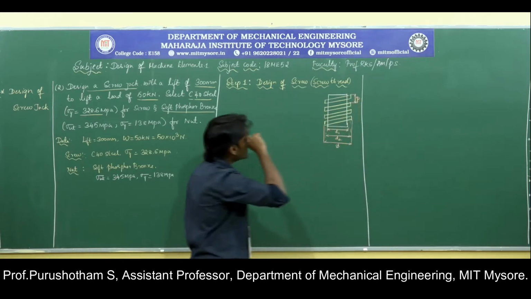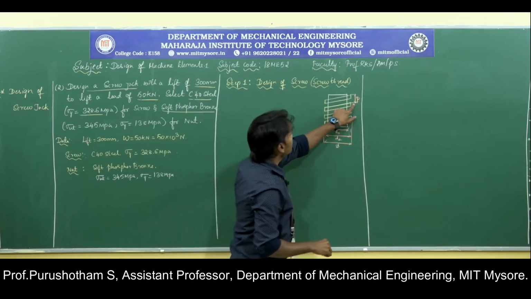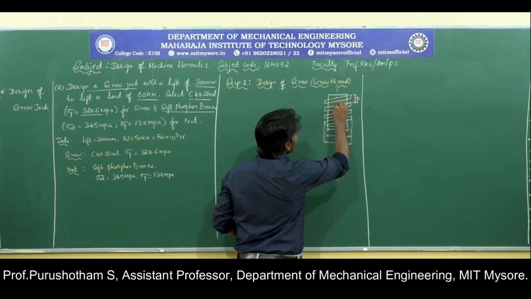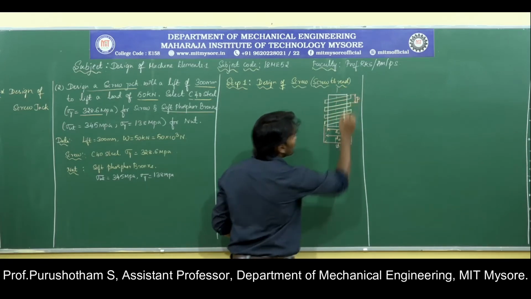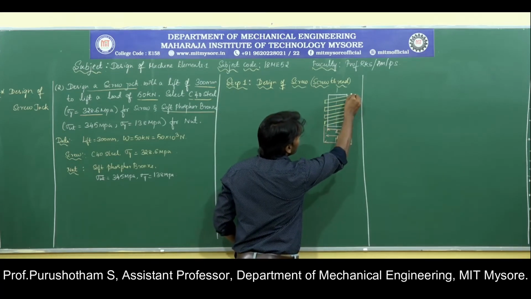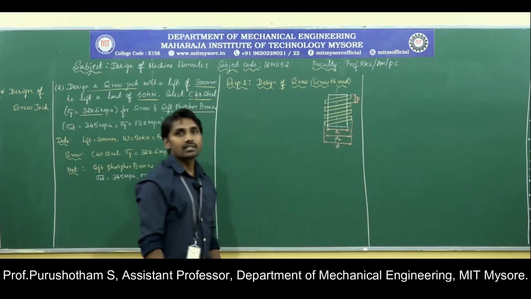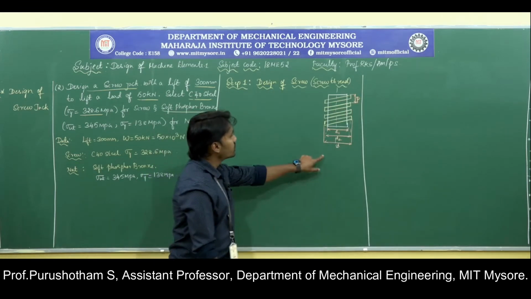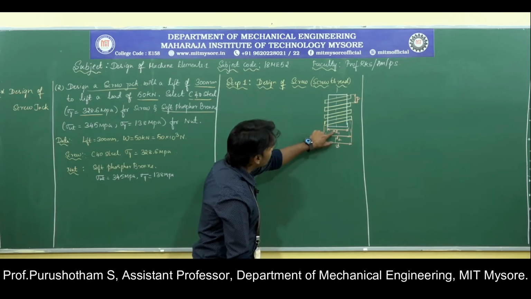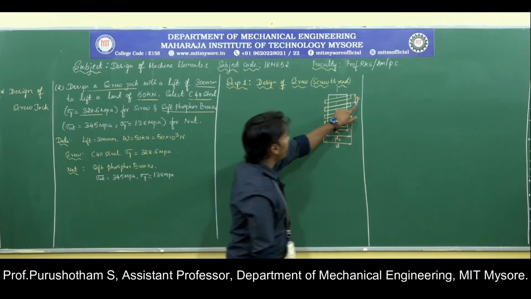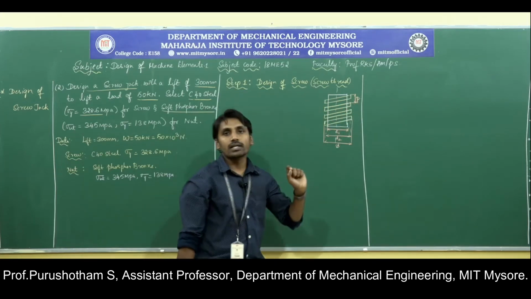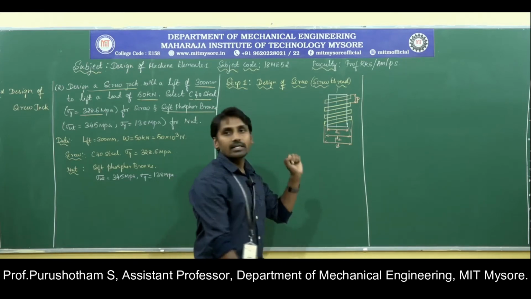Then this will be the pitch. The pitch is the distance measured parallel to the axis, this will be the axis, from one point on the thread to the corresponding point on the adjacent thread. That is called the pitch. So we need to find out the major diameter, minor diameter, mean diameter and pitch of the screw thread as well as the length of the screw thread, which is carried out in the next step.